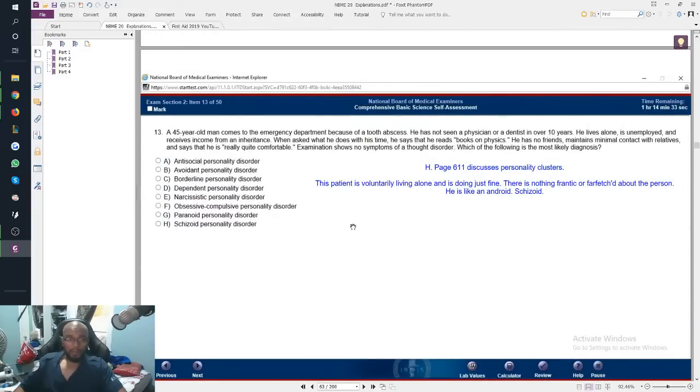13. A 45-year-old man comes to the emergency department because of a tooth abscess. He has not seen a physician or a dentist in over 10 years. He lives alone, is unemployed, and receives income from an inheritance. When asked what he does with his time, he says that he reads books on physics.